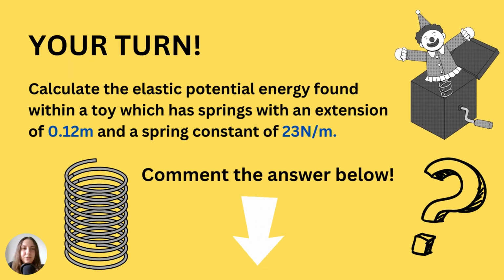So here's an example that you can do yourself. Calculate the elastic potential energy found within a toy which has springs with an extension of 0.12 meters and a spring constant of 23 newtons per meter. Comment your answer down below. Don't forget to show your working out, units, etc. And we'll see how you get on.